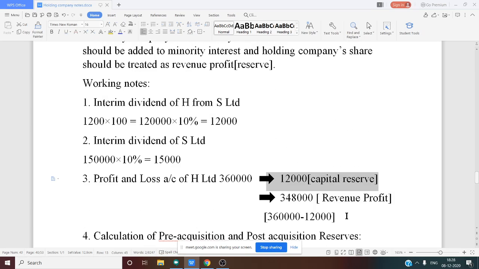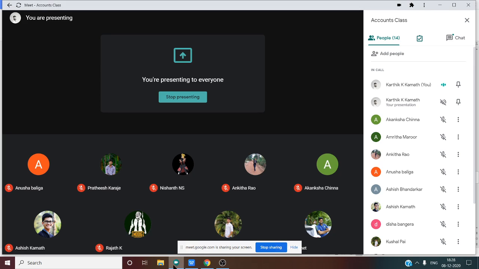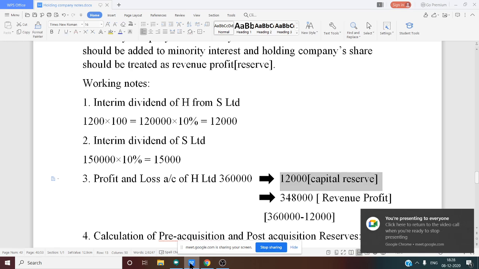So what is the revenue profit? Revenue profit is the remaining, that is 3,60,000 minus 12,000. So 3,48,000 is the revenue profit. This revenue profit you have to show in the consolidated balance sheet. Very, very important. And what about this capital reserve? Capital reserve goes for the capital reserve calculation. There is a working note for it. In the problem, there is a capital reserve working note.